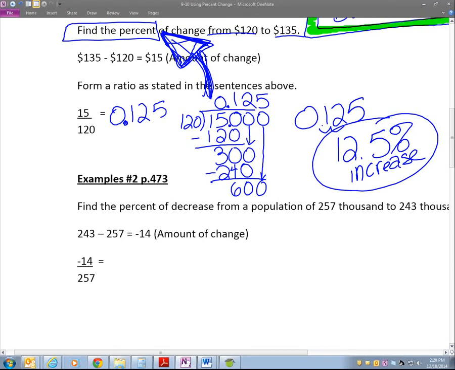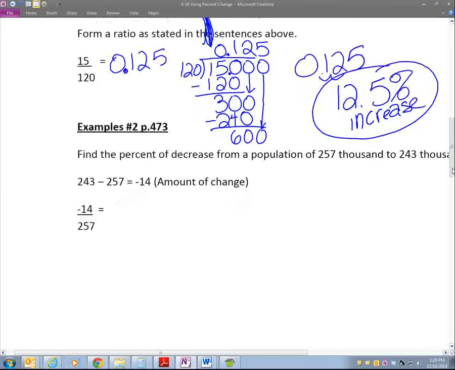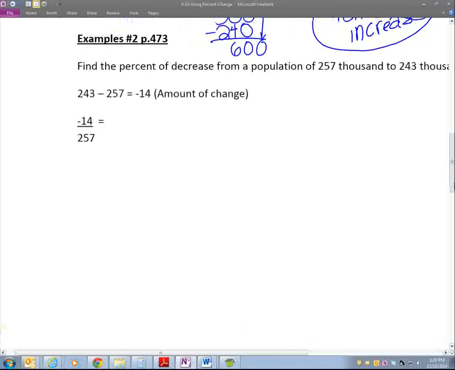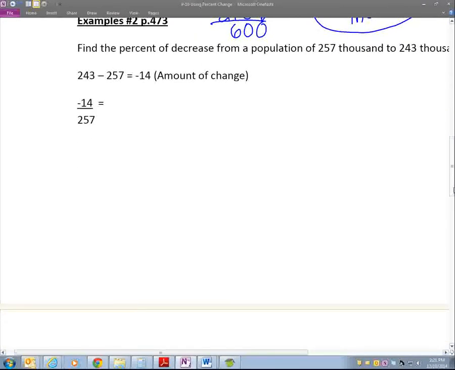12.5% increase. So essentially, guys, all we're doing today is doing one division problem for each of the questions. Okay? One division problem for each of the questions. Now, that was an increase. So let's do a decrease. Find the percent of decrease from a population of 257,000 to 243,000.